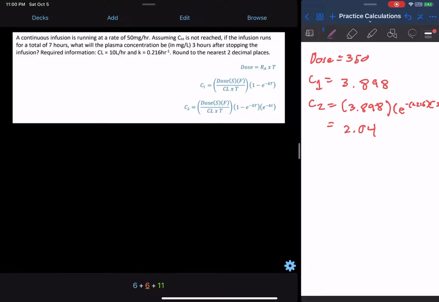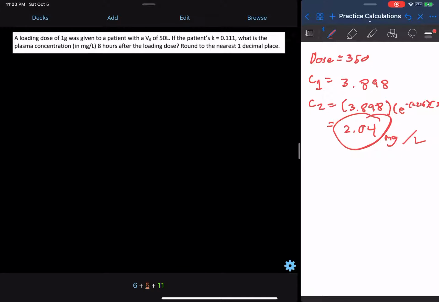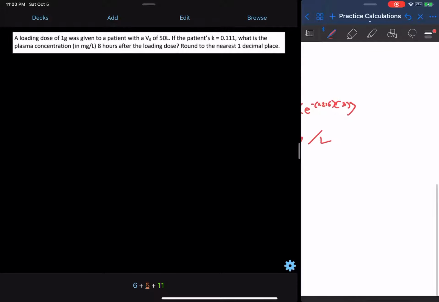Okay, let's see how this comes. Oh, came out right. All right, that's what I'm talking about. Oh, but we did forget the units. So this concentration's milligrams per liter. Awesome. Here we go, guys. Teamwork. Okay, let's make some more.